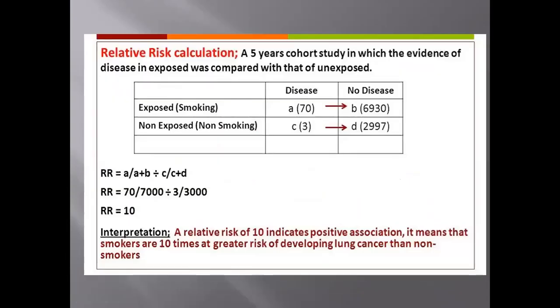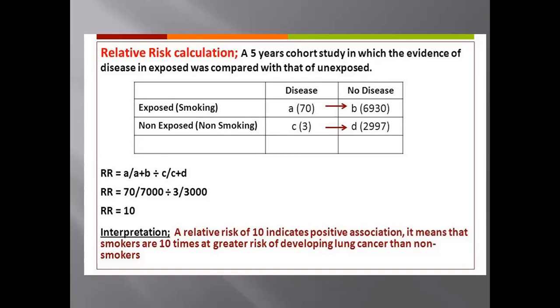Relative risk calculation, this is the example: a 5-year cohort study in which the incidence of disease in the exposed was compared with that of the unexposed. So there is disease or no disease, and on the other side there's exposed, which can be smoking, or non-exposed, which is non-smoking. Among the smokers, the total diseased cases were 70, and in the non-smokers, disease cases were 3.